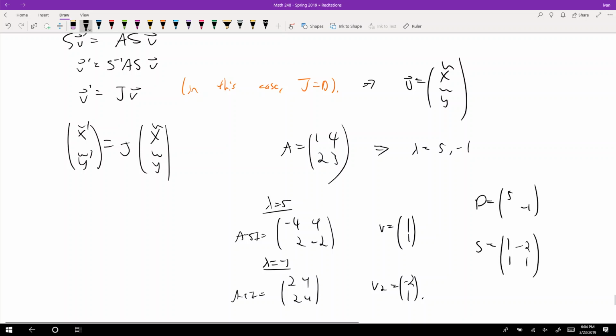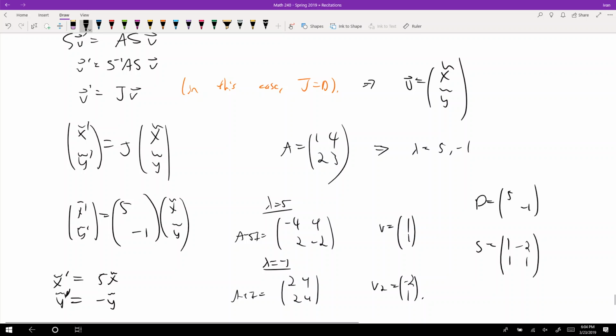So that's S. And so now J is really D, because S inverse AS in our case is a diagonal matrix. So we got X tilde prime, Y tilde prime is equal to 5, -1 times X tilde, Y tilde. Now we just multiply it out again. On the first row, X tilde prime is equal to 5 X tilde, and on the bottom, Y tilde prime is equal to -Y tilde.